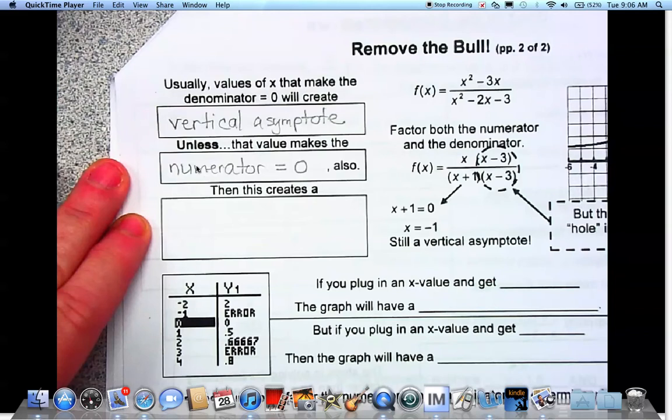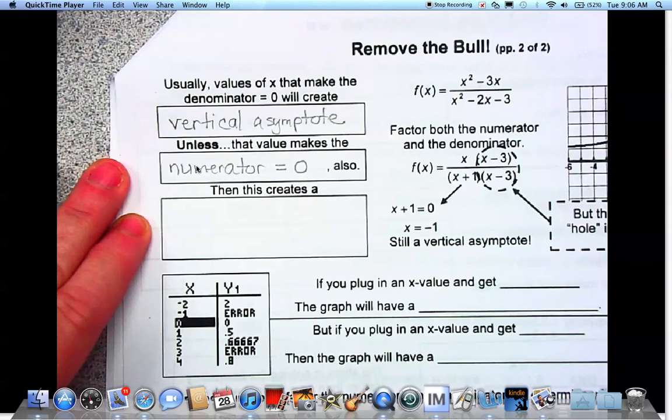Okay, and then what happened to the x minus 3? They canceled out, and that makes a hole. If they don't cancel, like the x plus 1 didn't cancel, that makes an asymptote. So the ones that do not cancel on the bottom are your vertical asymptotes. The ones that do cancel are your holes.